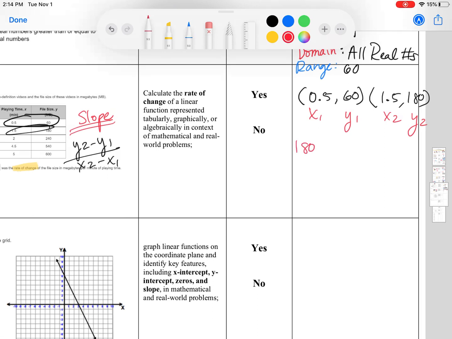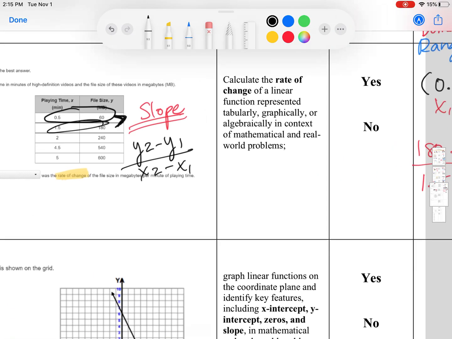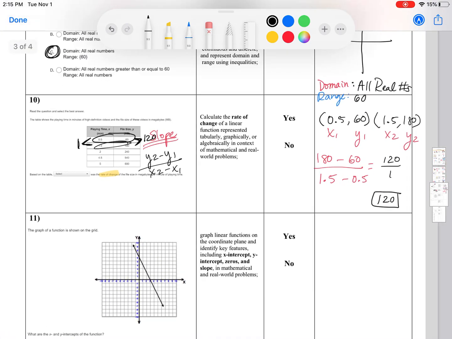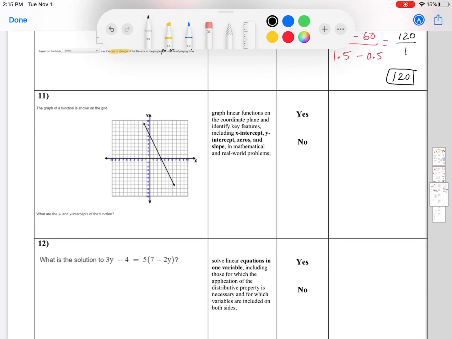So now the formula: y2 minus y1 over x2 minus x1. 180 minus 60 is 120. 1.5 minus 0.5 is just 1. 120 divided by 1 is just 120. So the rate of change, or the slope. You also could have just done the change in y, it increases 120, over the change in x, it increases 1. So it's the y over the x. Correct answer for 10 is 120.